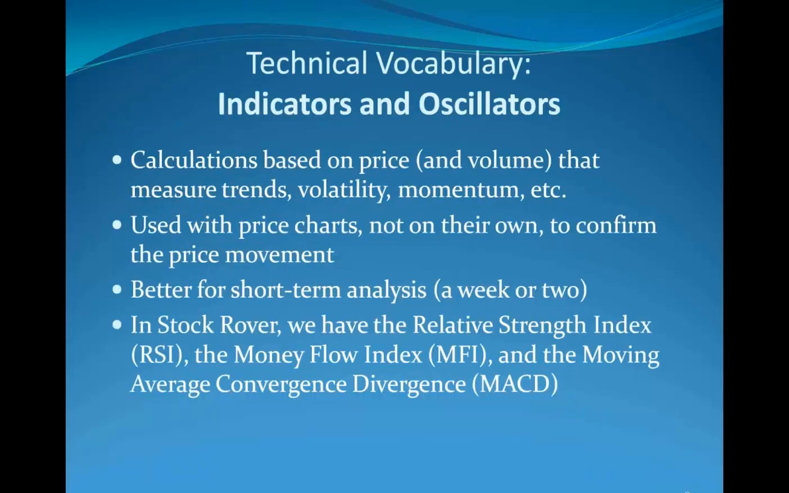We'll also be using some indicators and oscillators. These are just calculations based on price and volume that measure trends, volatility, and momentum. They're used with price charts and are meant to predict future price movement, on a pretty short-term basis. The ones we'll go over are the relative strength index, the money flow index, and the moving average convergence divergence.